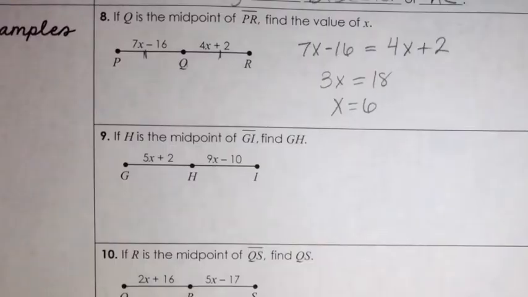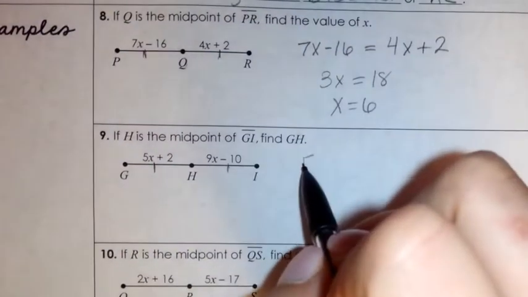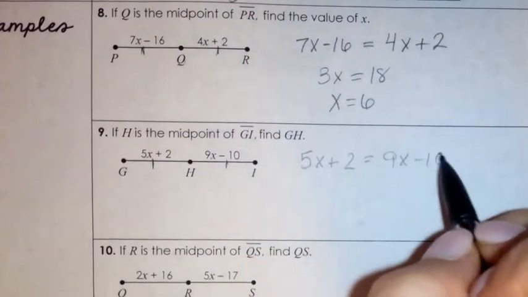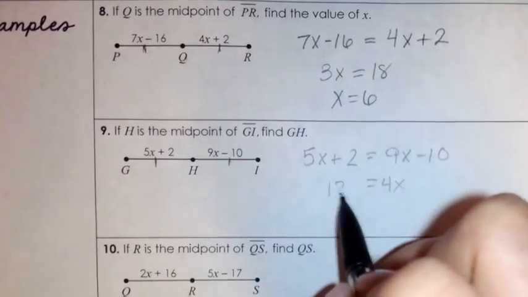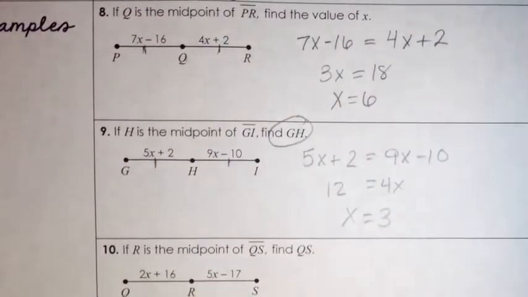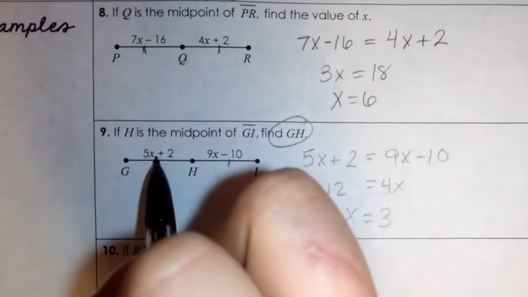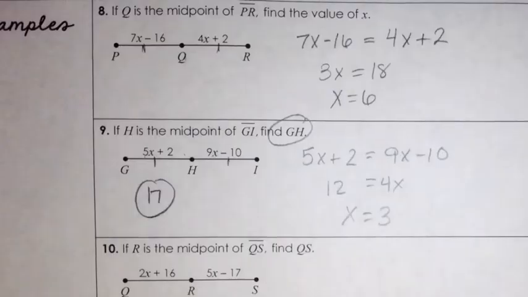H is the midpoint of GI, so that means that these two segments are the same, so we set them equal. 5x plus 2 is equal to 9x minus 10. So we get 4x is equal to 12, x is equal to 3, but the question is asking us to find GH, so that means we need to plug 3 back in here. 5 times 3 is 15, plus 2 is 17. So 17 is our answer.